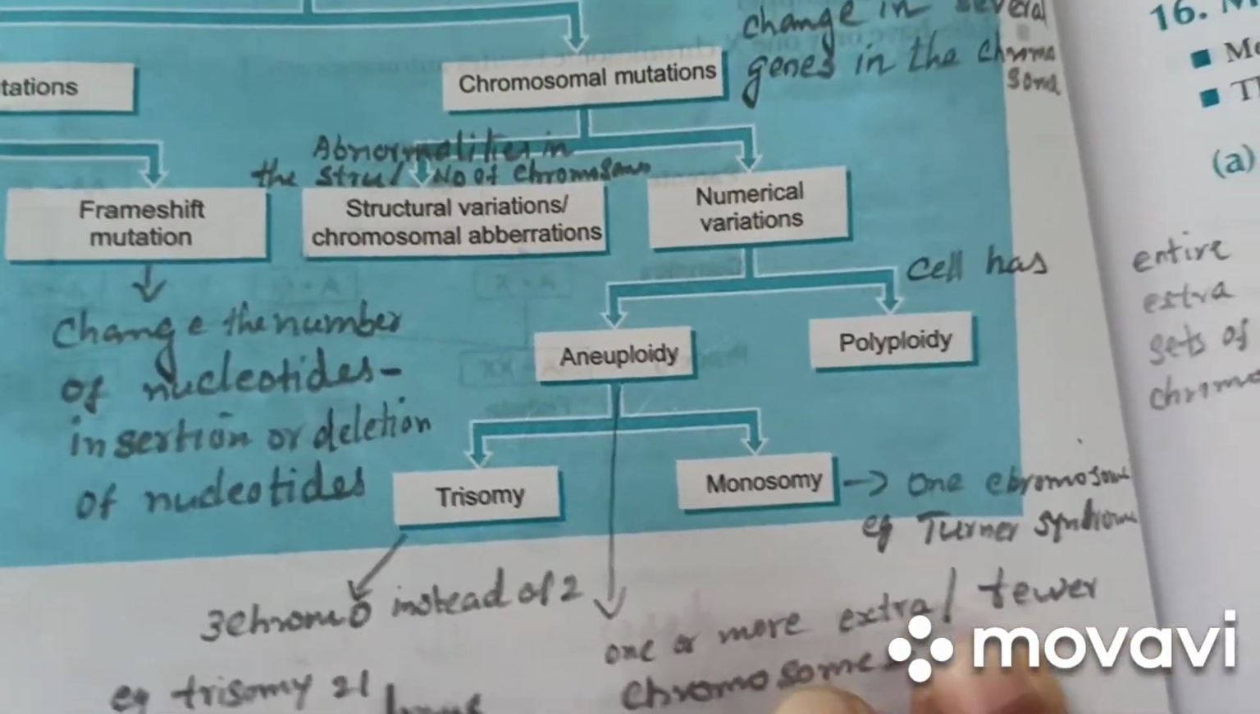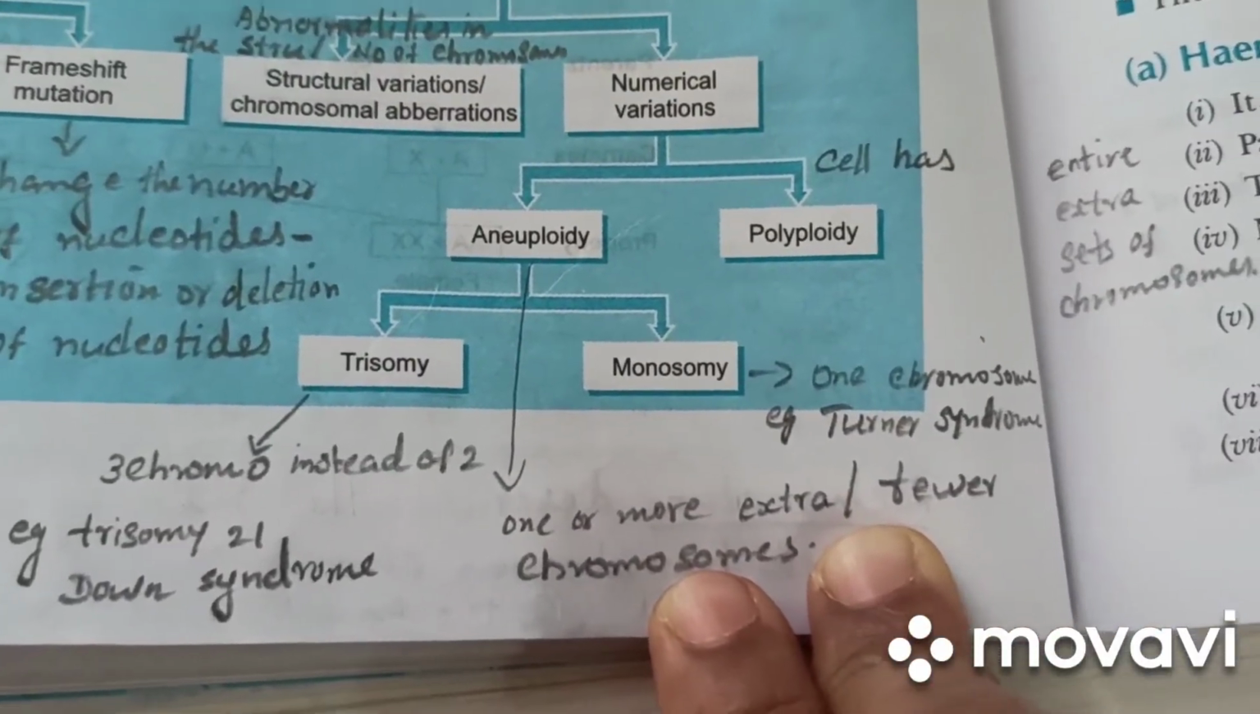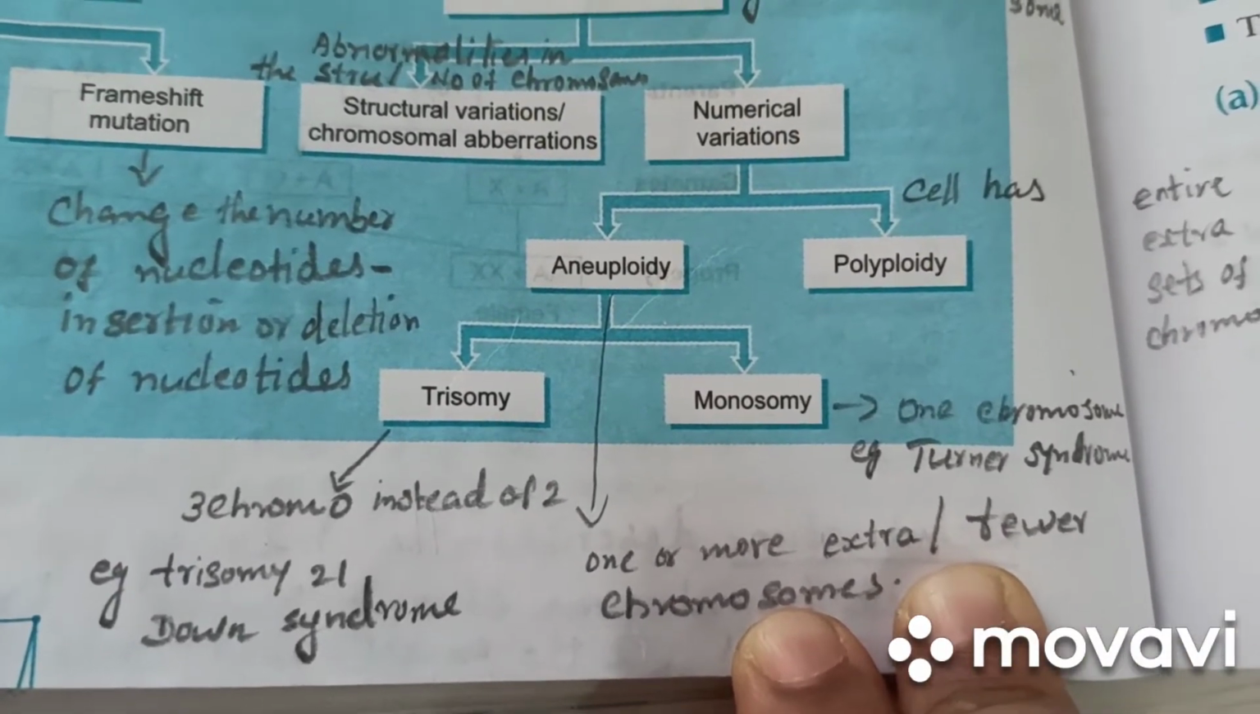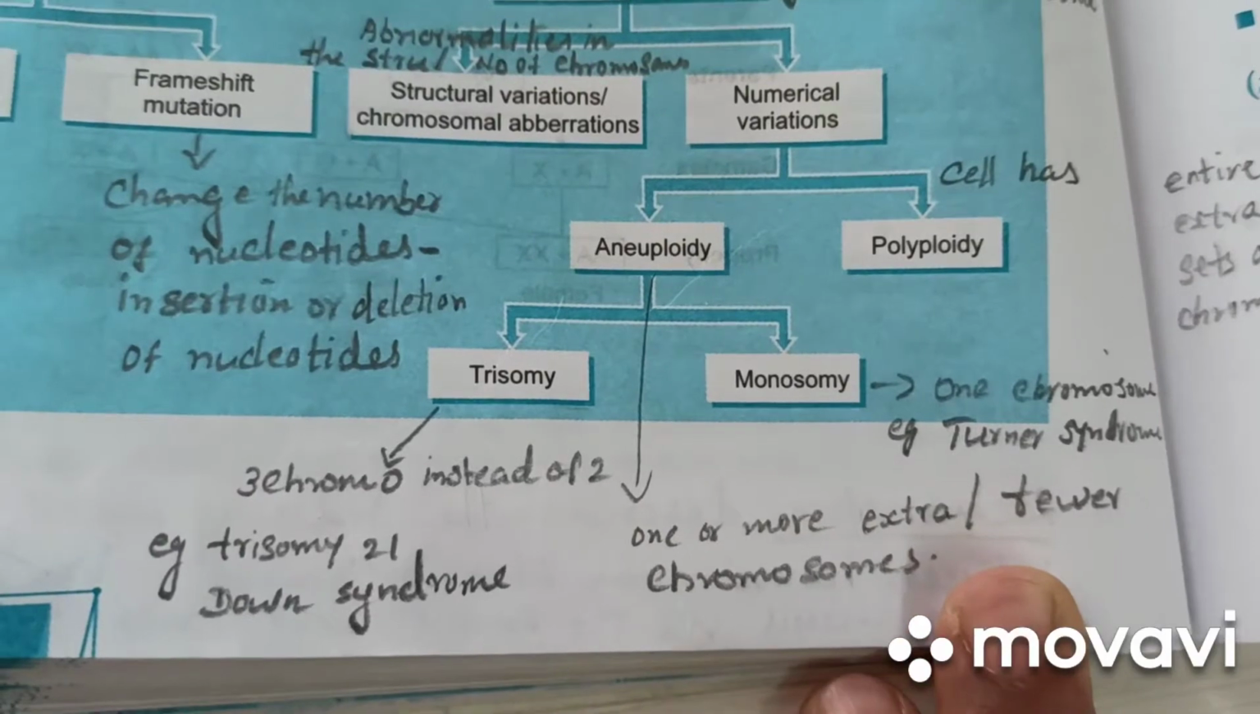Clear? Then again you come down. This numerical variations again we are dividing into two: aneuploidy and polyploidy. What is the difference between aneuploidy and polyploidy?